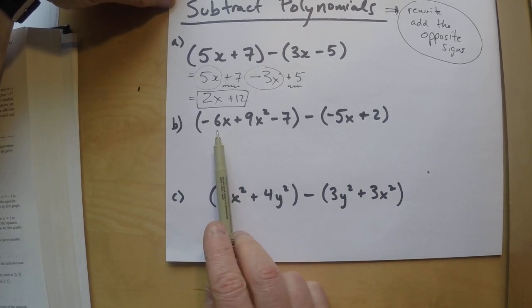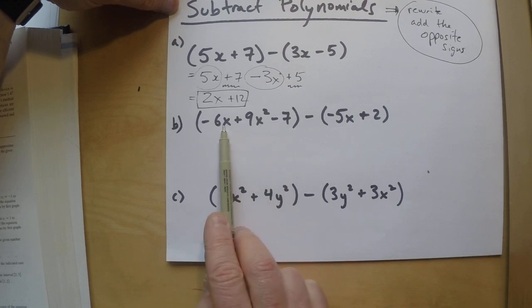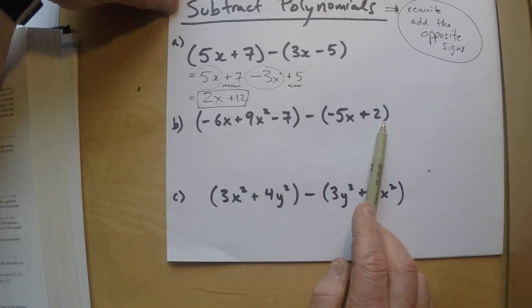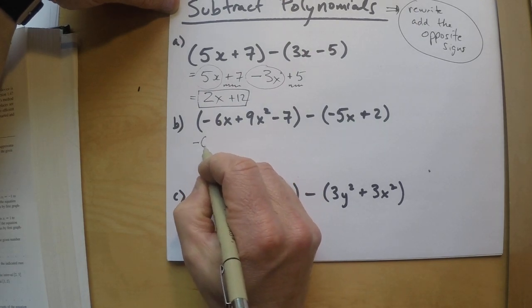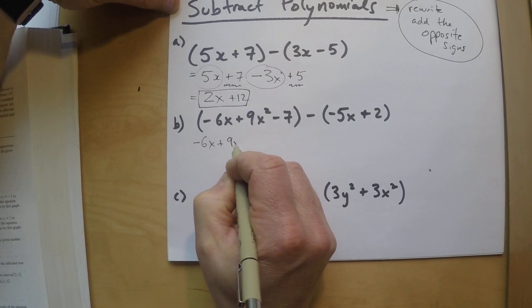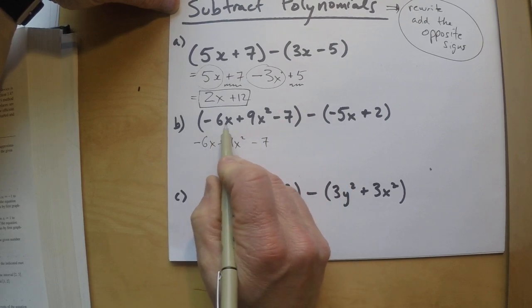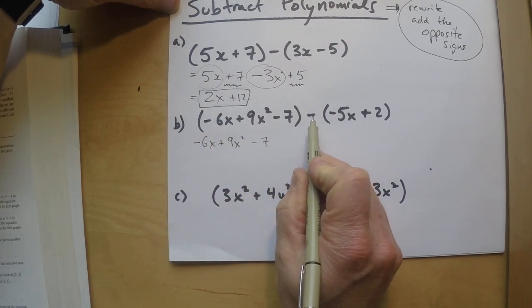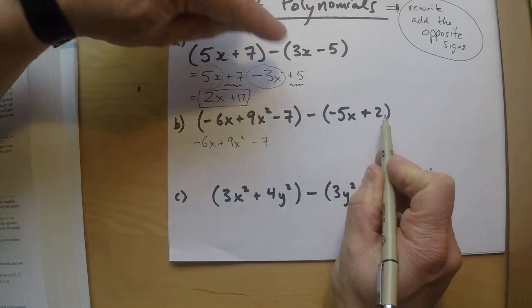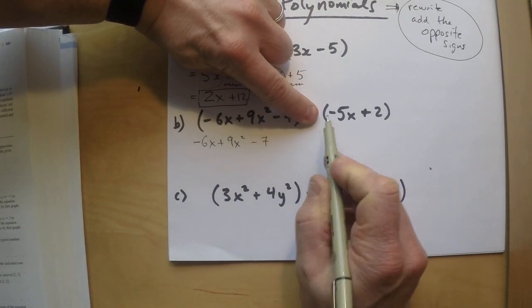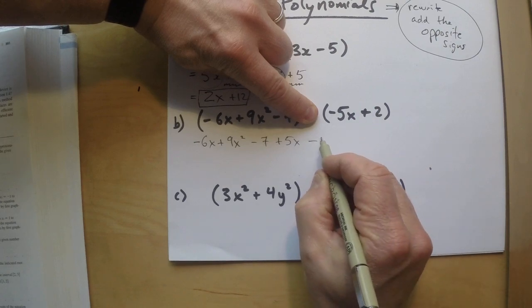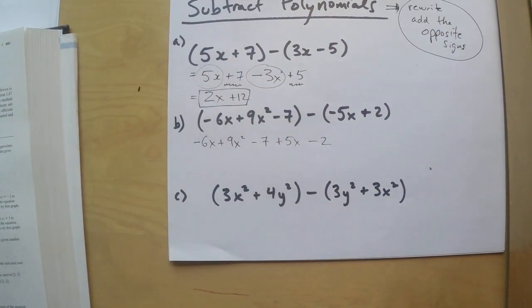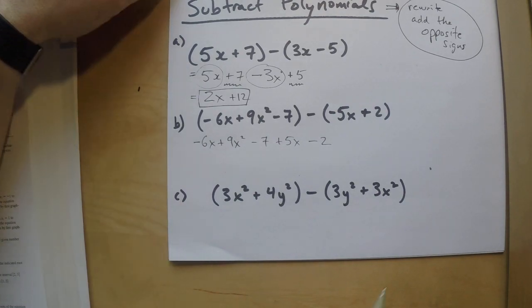So next example, this trinomial, take away this binomial. Here, there's no negative out front, so literally recopy this whole polynomial, no change. This though, that subtracting this whole binomial means change its sign. Hey, you're now a positive 5x. Hey, you're now a negative 2. That's my first little baby step to get through it.